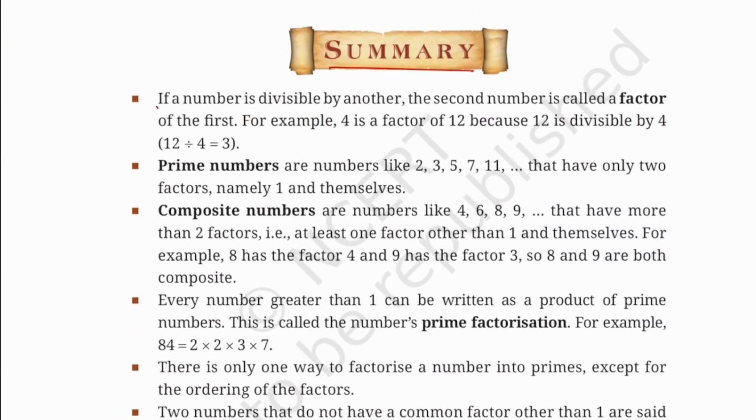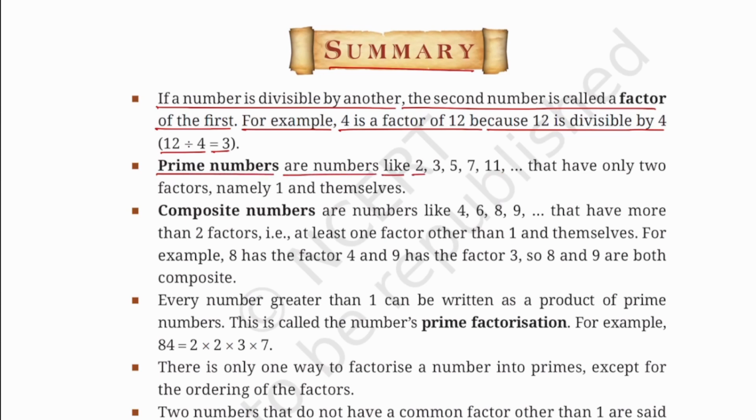Summary. If a number is divisible by another, the second number is called a factor of the first. For example, 4 is a factor of 12 because 12 is divisible by 4. 12 divided by 4 is equal to 3. Prime numbers are numbers like 2, 3, 5, 7, 11, and so on that have only two factors, namely 1 and themselves.